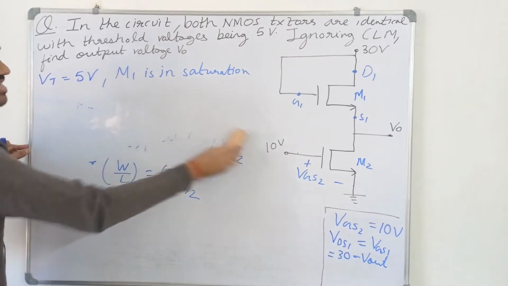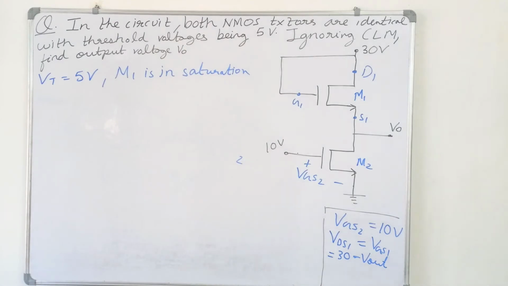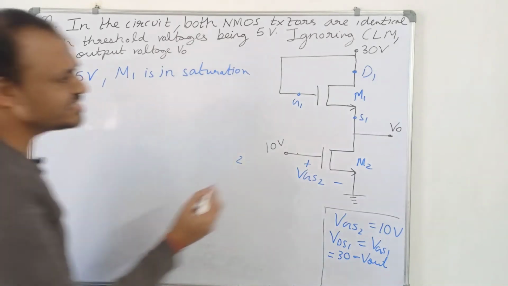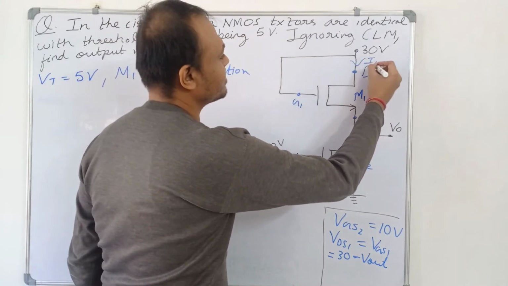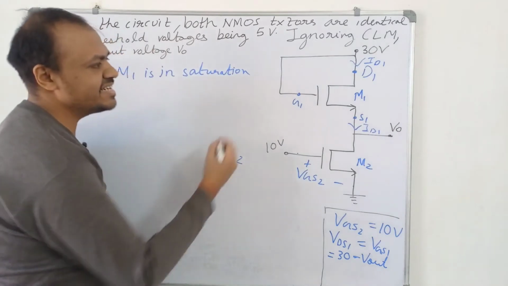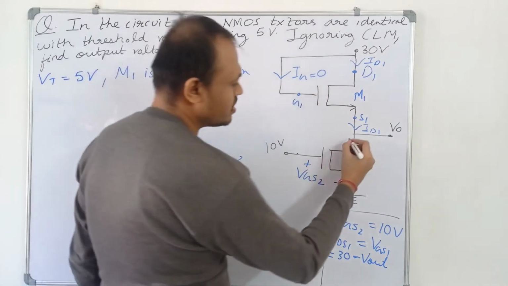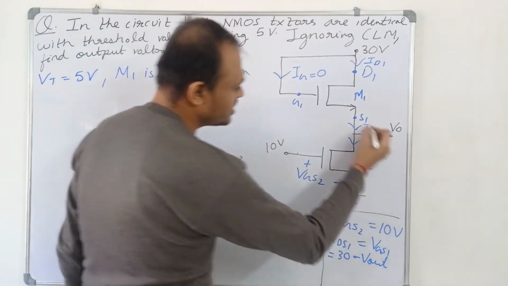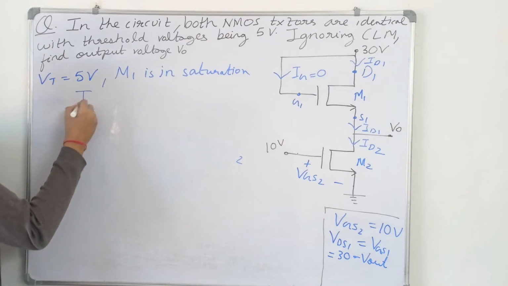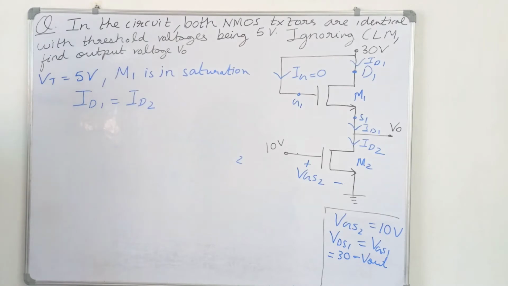So the first transistor is in saturation and the W by L ratios of both the transistors are the same. Now these two transistors are connected in series. So let this current be ID1. This current will also be ID1 because obviously the gate current is 0. The gate current of a MOSFET is 0. So let this current be ID2. The two transistors are connected in series, so ID1 will be equal to ID2.